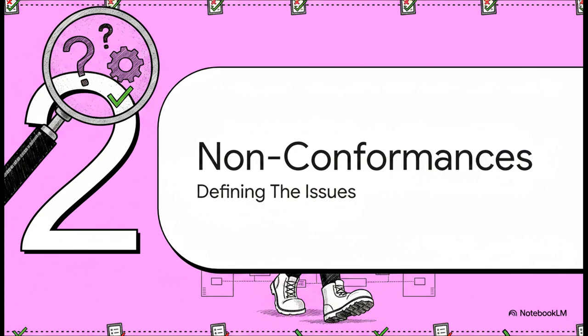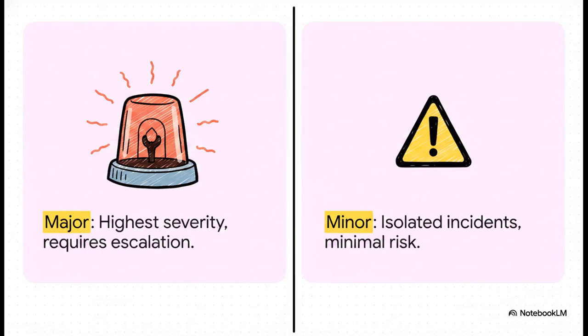Moving on to Part 2. Defining non-conformances. Now, the standard establishes a critical dichotomy between two very different types of supplier issues. On one side, we have the major nonconformance. This is the absolute highest severity of nonconformance and requires immediate escalation by auditors. On the flip side is the minor nonconformance. These are typically isolated, kind of random incidents that, on their own, don't necessarily indicate a systemic problem with the management system. They represent minimal risk. This split is absolutely vital because it dictates the rest of the audit math and the urgency of our timelines.